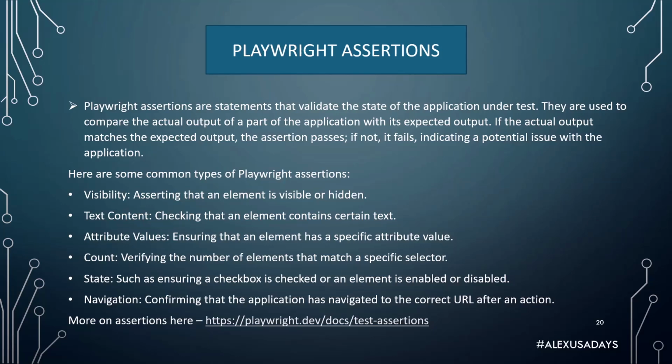So here are some common types of Playwright assertions. Visibility, asserting that an element is visible or hidden. Text content, checking that an element contains certain text. Attribute values, ensuring that an element has a specific attribute value. Count, verifying the number of elements that match a specific selector. State, such as ensuring a checkbox is checked or an element is enabled or disabled. Navigation, confirming that the application has navigated to the correct URL after an action.